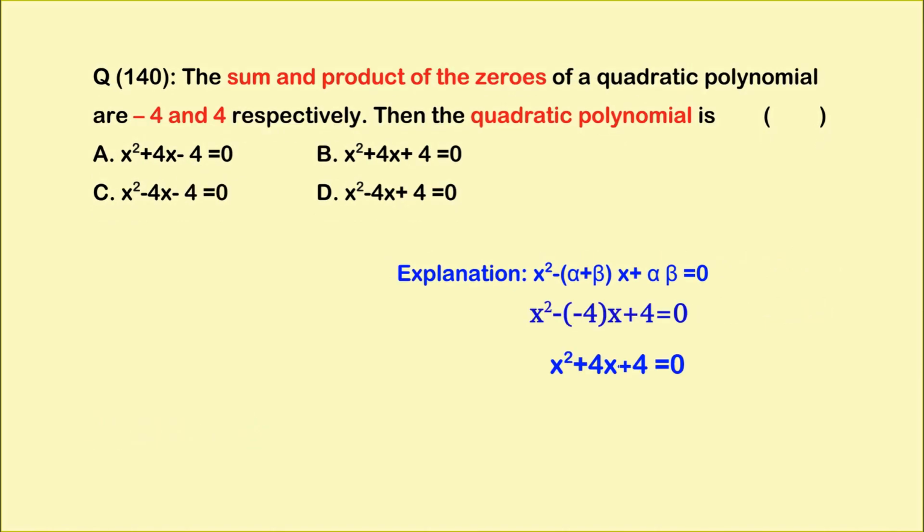Question number 140. The sum and product of the zeros of a quadratic polynomial are minus 4 and 4 respectively, then the quadratic polynomial is dash. Alpha plus beta is given as minus 4 and alpha into beta is given as 4. If you substitute the values in the formula, we will get x square minus of minus 4 x plus 4 is equal to 0. So x square plus 4x plus 4 is equal to 0. So the right answer is B.